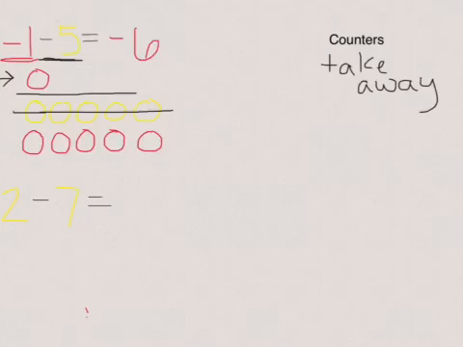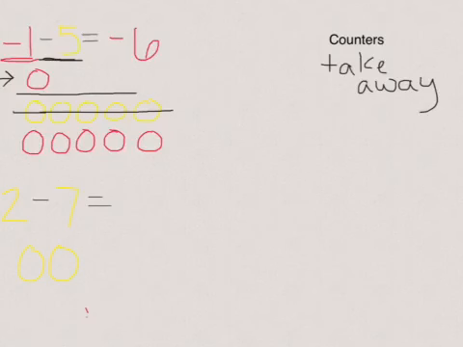6 negatives. Okay? And then the problem down below, we're going to go ahead and see what we start with. So we're going to start with 2 positives. And then we need to take away 7 positives.